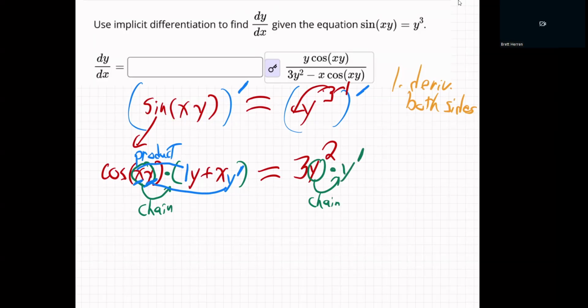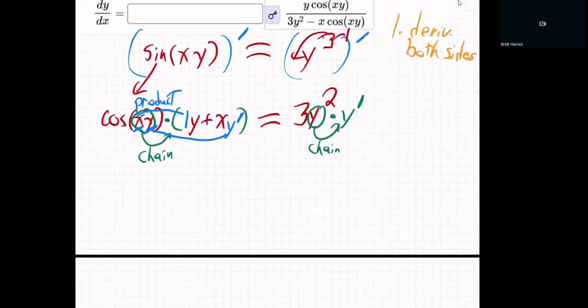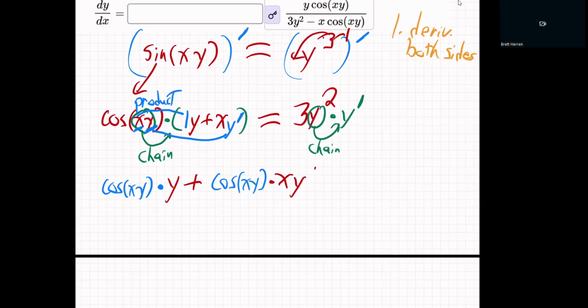Okay, now what? Well, you see how we have these two things in parentheses? You can distribute that cosine xy. That's what we want to do. Let's do it. So it's going to become cosine xy times y plus cosine xy times x y prime equals 3y squared y prime.